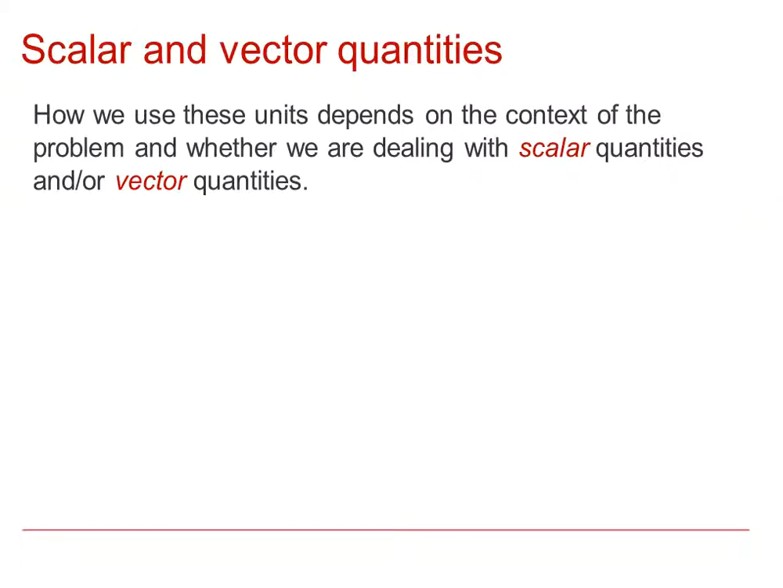It's really important in mechanics that we can see the distinction between scalar and vector quantities. How we use units depends on the context of the problem and whether we are dealing with scalar and/or vector quantities.